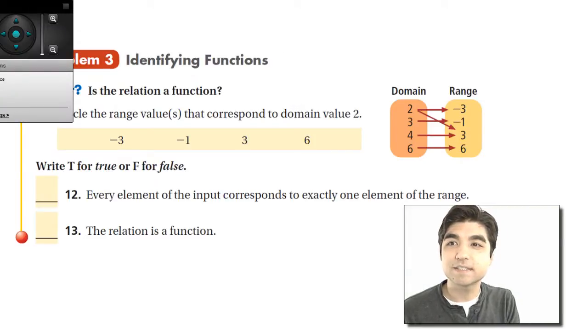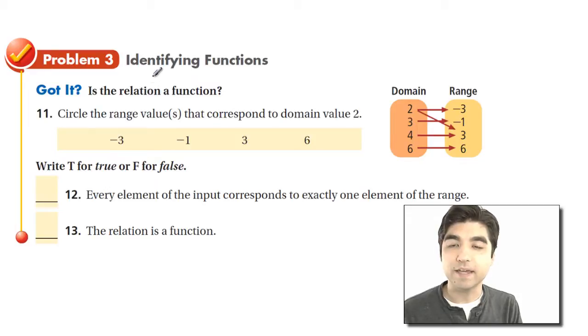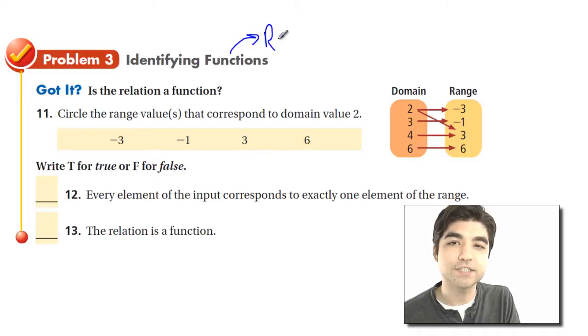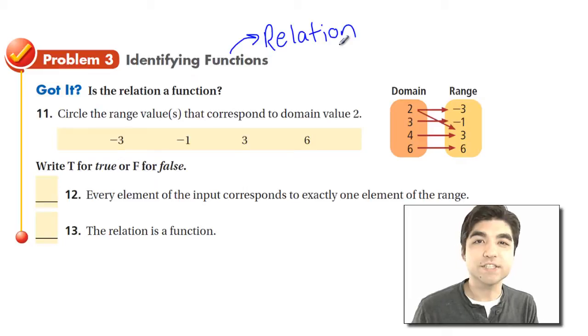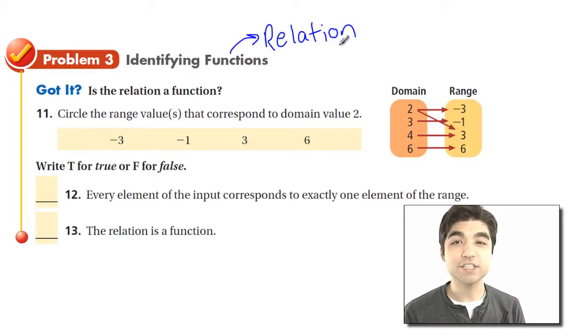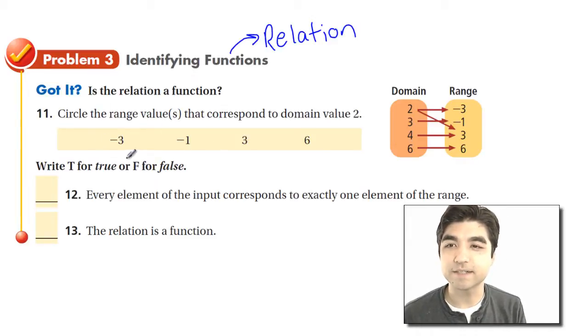Okay, so this is problem number 3 from chapter 2, and it wants us to identify a function. A function is a special type of relation. So remember that our relations was when you matched up two different things like January and 70 degrees Fahrenheit. So a relation is a special type of function, which you'll find out what it means in a second here.